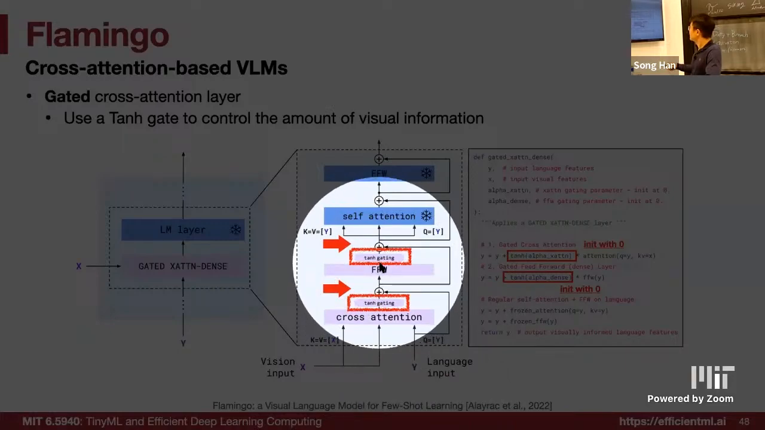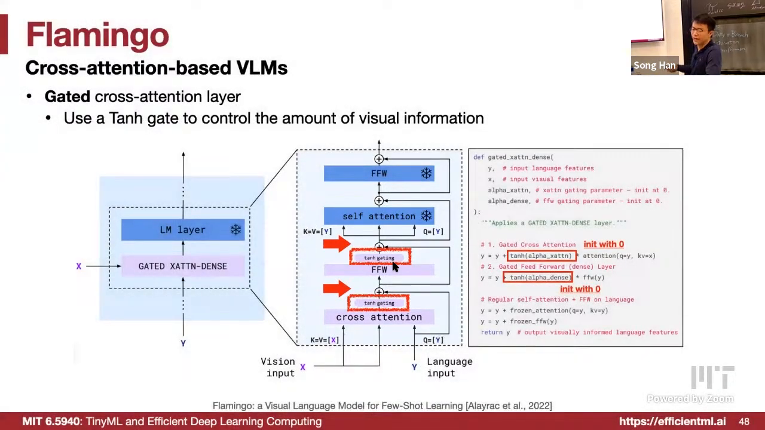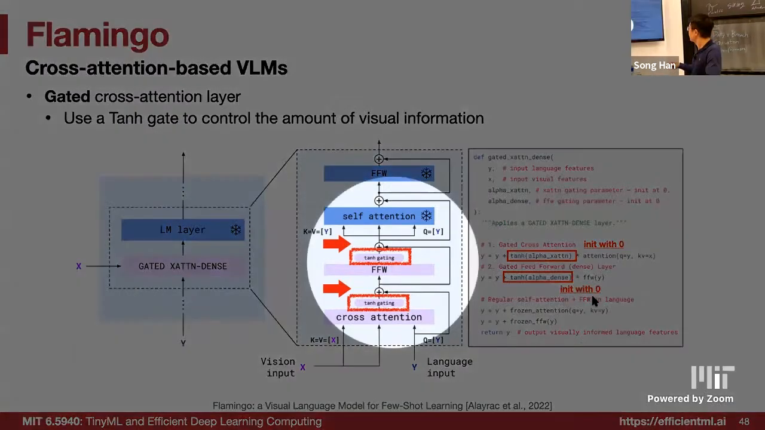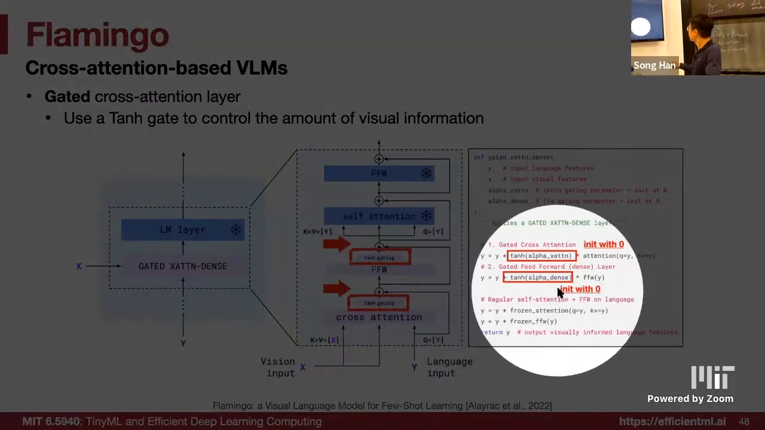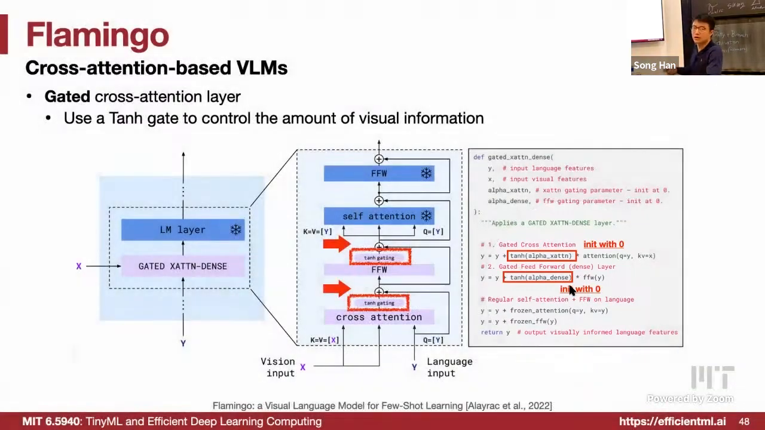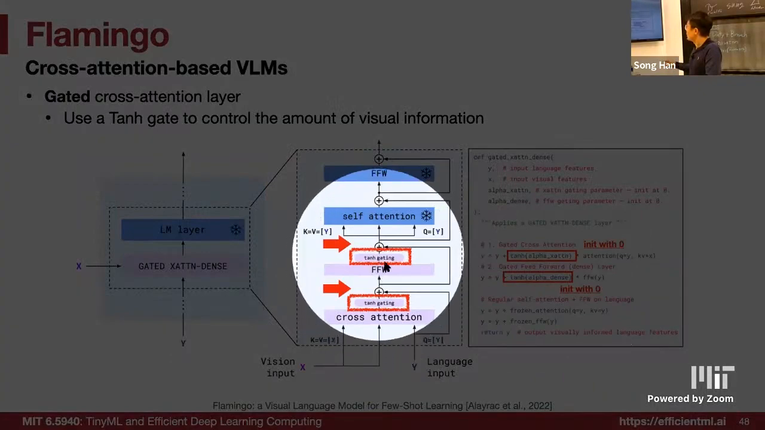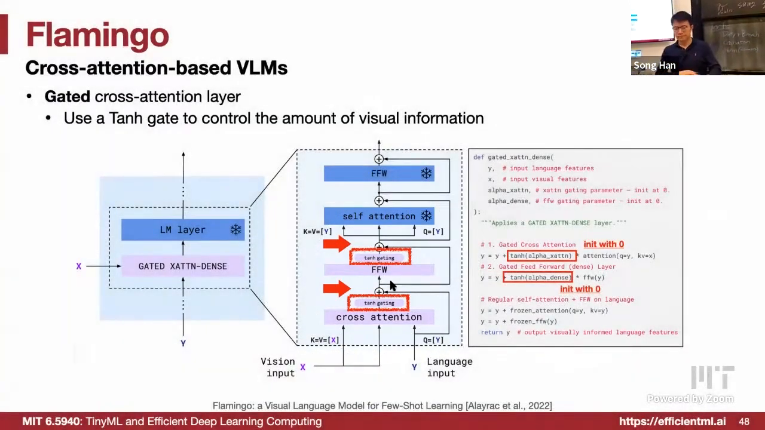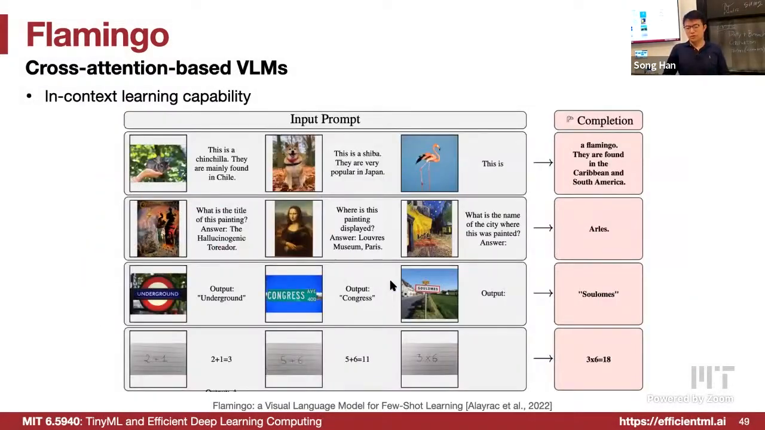And here we have a tanh gating to control how much information we add by this cross attention mechanism. Initially, this gate is initialized with 0, so it's identical as if you have only a language model without any visual information, and we continue to train it, we gradually learn this gating. So the gate is to control the amount of information you want to inject. This cross-attention based VLM works quite well.